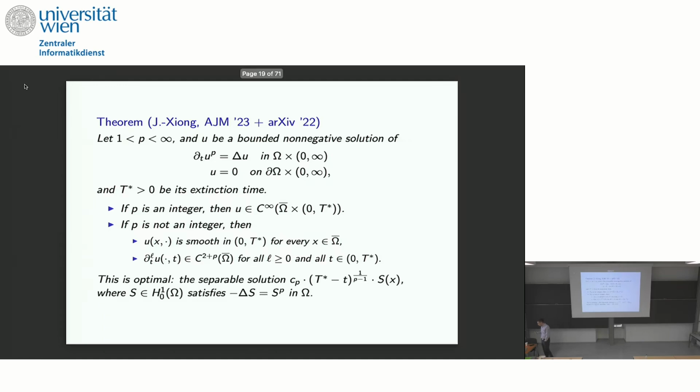And this is optimal in the sense that if you look at the separable solution, the regularity in x is the same as the regularity of the elliptic problem. But we know S is like a distance function. So if p is an integer, we can always take derivatives, so it is smooth. If p is not, at some point we cannot take derivatives, so it has to be C^{2+p}. You can do this in the one-dimensional case.